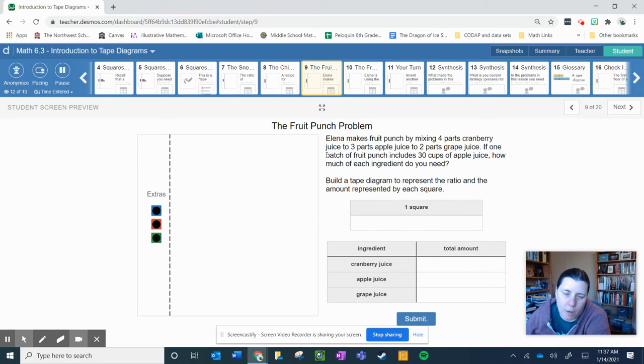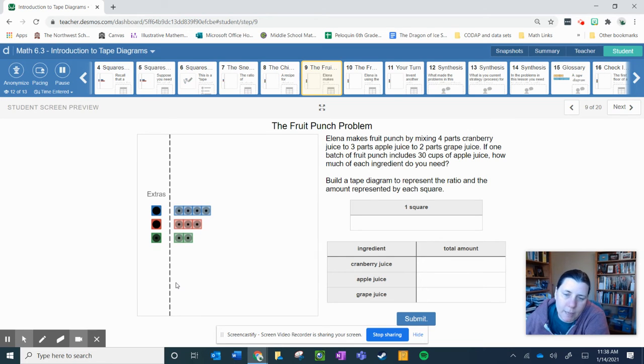Fruit punch problem. Elena makes fruit punch by mixing 4 parts cranberry juice to 3 parts apple juice to 2 parts grape juice. So my ratio is 4 parts cranberry juice to 3 parts apple juice to 2 parts grape juice. Okay, that's the hardest part right there.